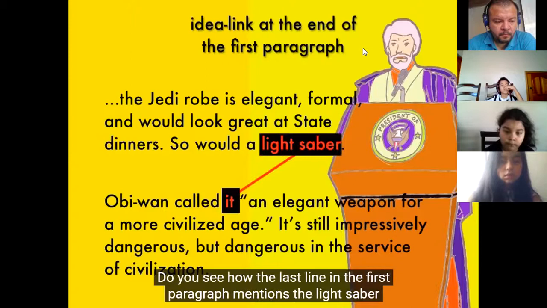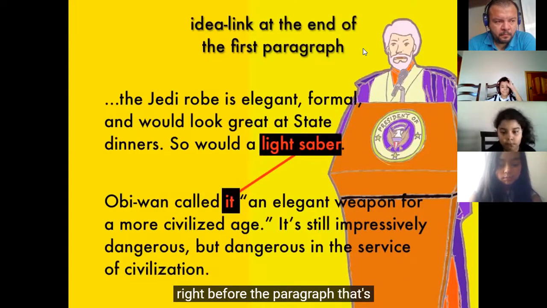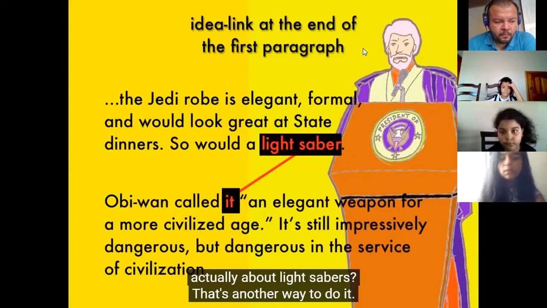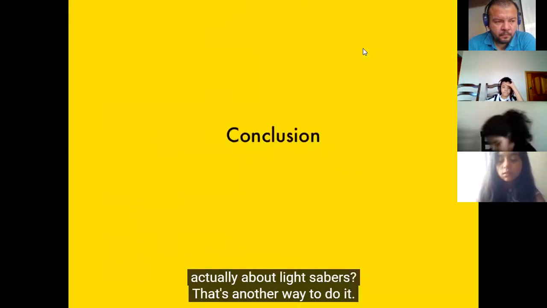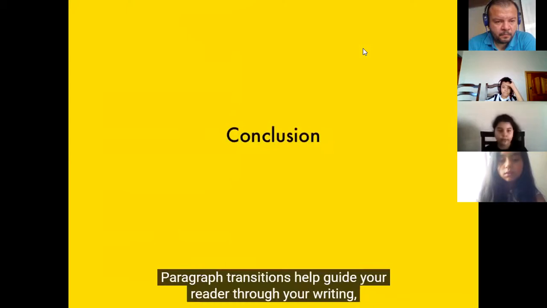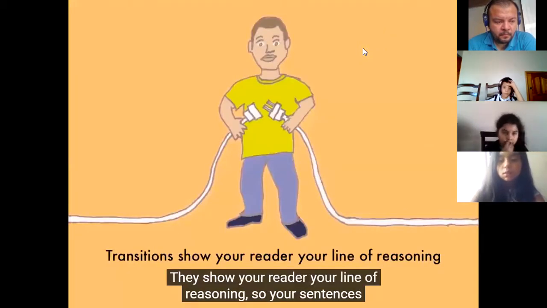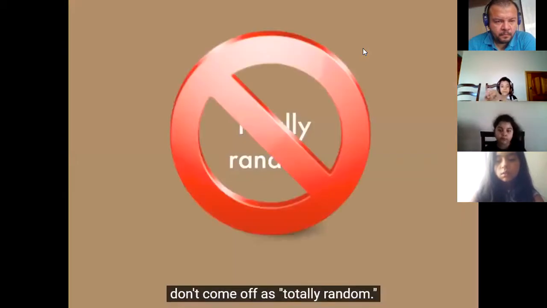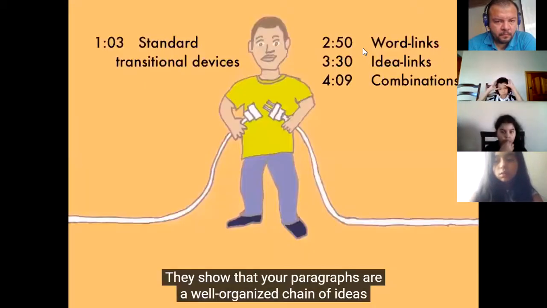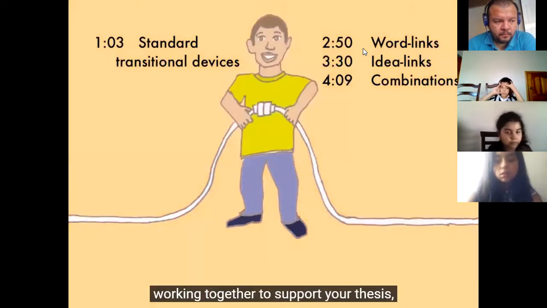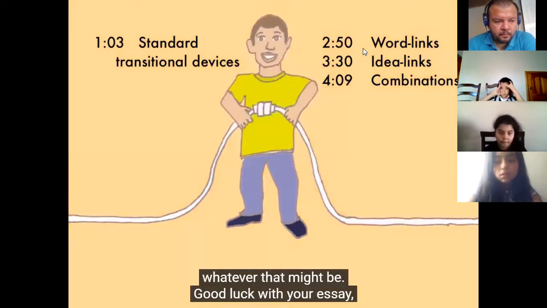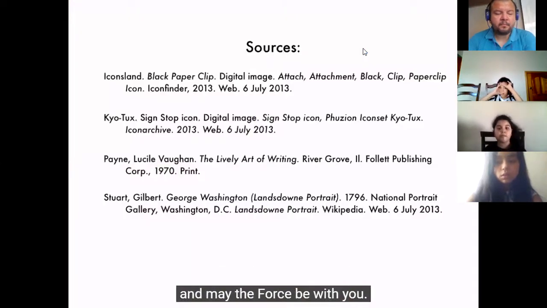You see how the last line of the first paragraph mentions the lightsaber right before the paragraph that's actually about lightsabers? That's another way to do it. Paragraph transitions help guide your reader through your writing, so they don't get confused. They show your reader your line of reasoning so your sentences don't come off as totally random. They show that your paragraphs are a well-organized chain of ideas working together to support your thesis, whatever that might be. Good luck with your essay, and may the force be with you.